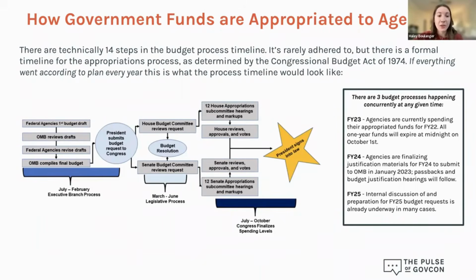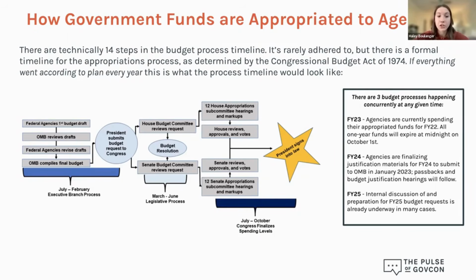From July to February, like I just mentioned, is the executive branch, where federal agencies and the Office of Management and Budget go back and forth drafting and revising drafts until OMB compiles the final budget. And then the president submits the budget request to Congress.